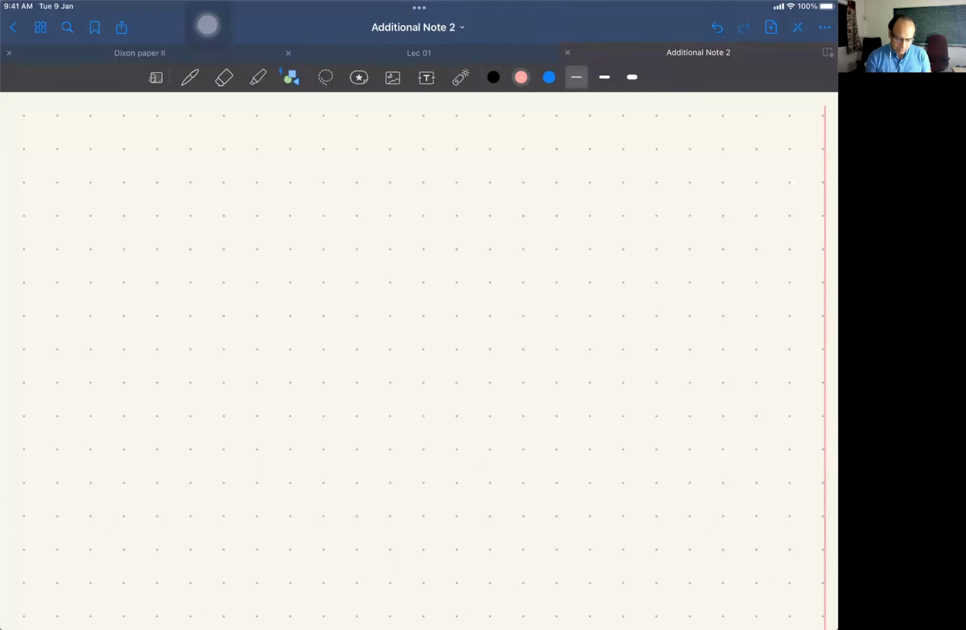Okay, so this is the second part of additional note 2, which is functional derivative. Now, recall we did already study some functional calculus. Rather, we studied integral calculus, integral functional calculus.